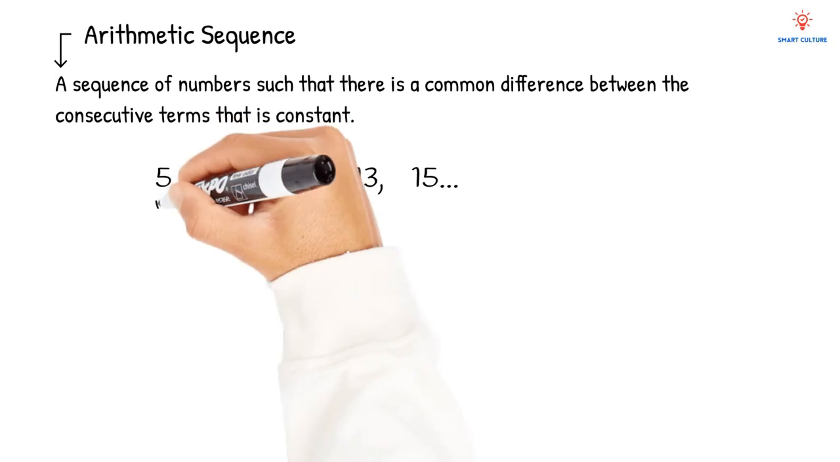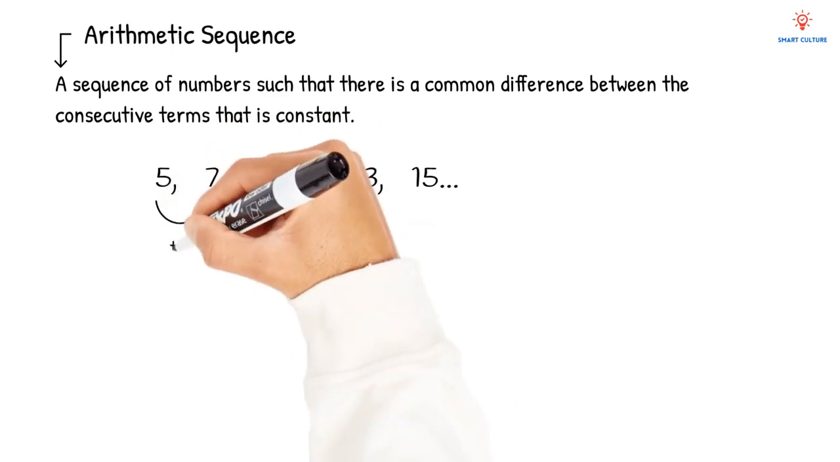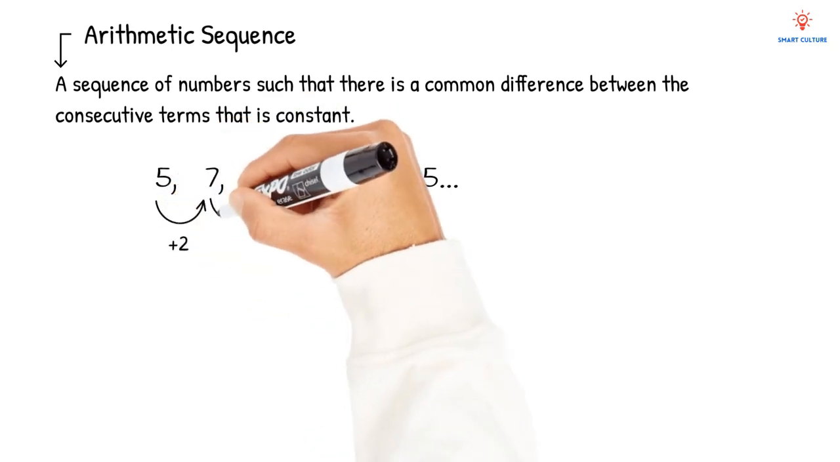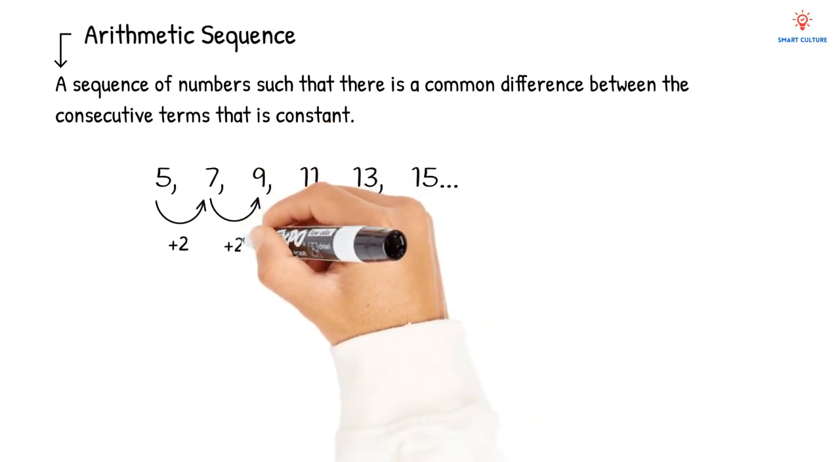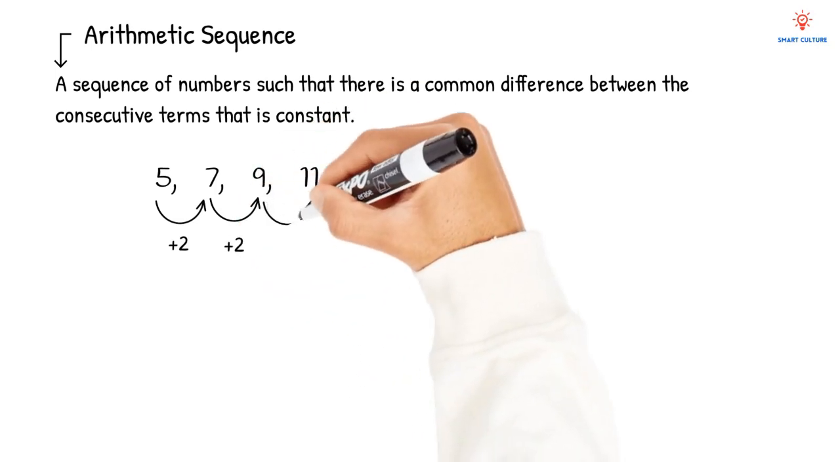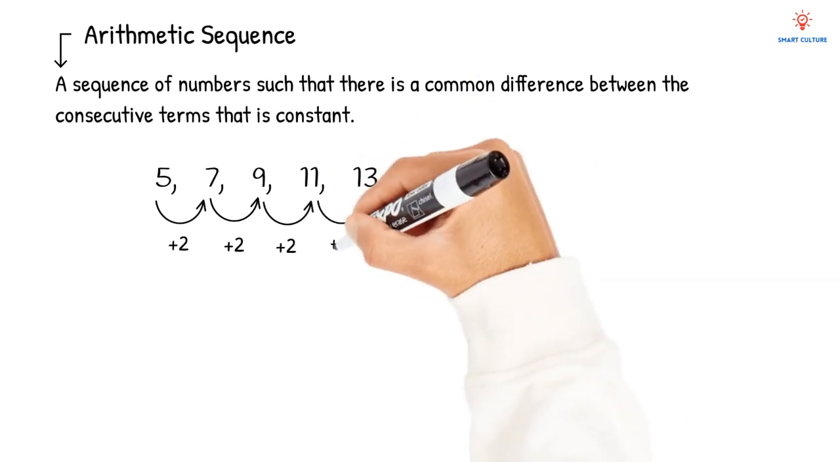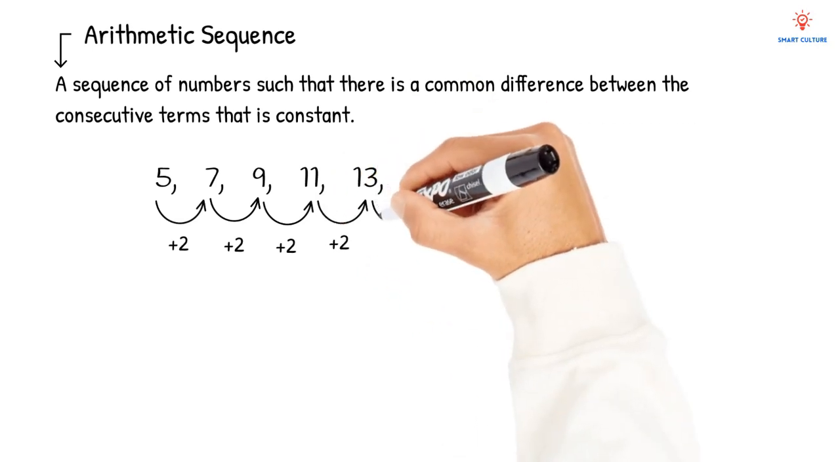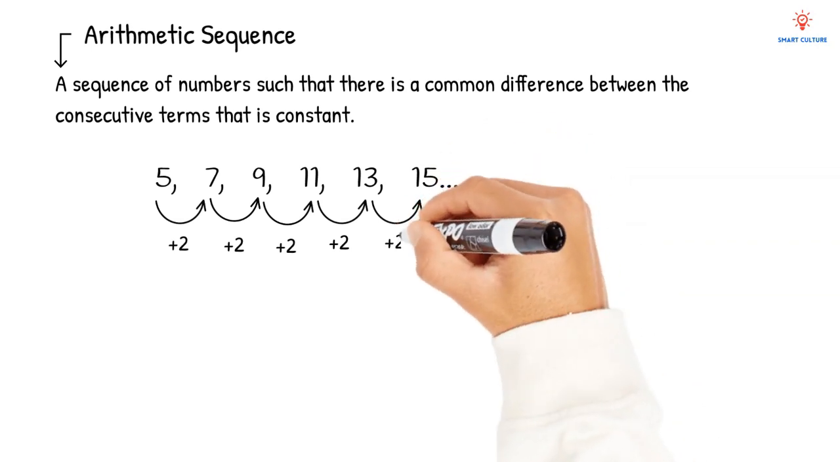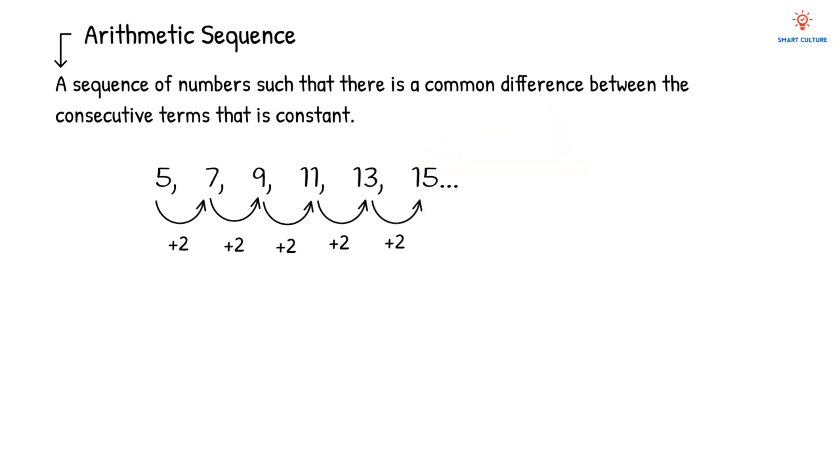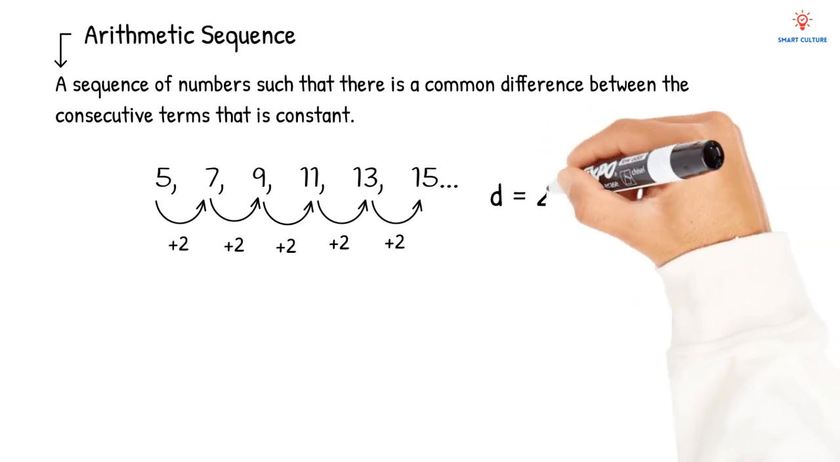The difference between 5 and 7 is equal to 2. The difference between 7 and 9 is equal to 2. The difference between 9 and 11 is equal to 2. The difference between 11 and 13 is equal to 2. And then the difference between 13 and 15 is also equal to 2. So this sequence is an arithmetic sequence since there is a common difference of 2. And this common difference can be represented by the letter d.